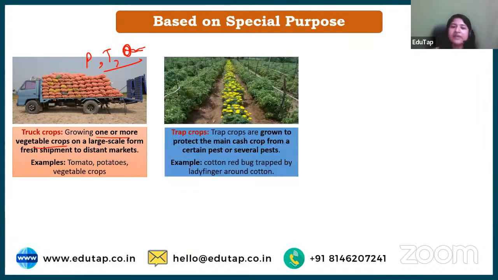Okay, next we have trap crops. देखो trap crops का क्या काम होता है? To trap the insects, to trap the pest. ठीक, not pest but yes, insects. ठीक है, trap crops are grown, first I'll just read the definition and then I'll explain. ठीक है, to protect the main crop from a certain pest or several pests.